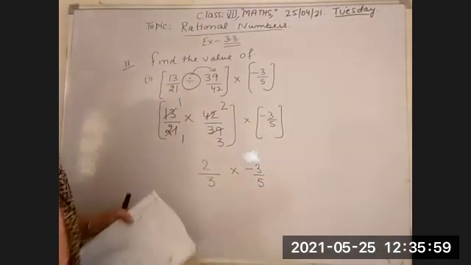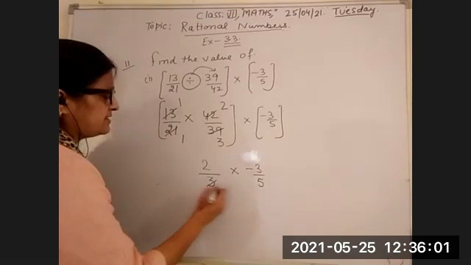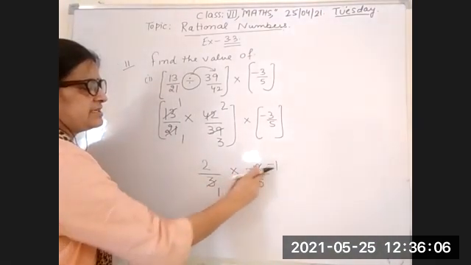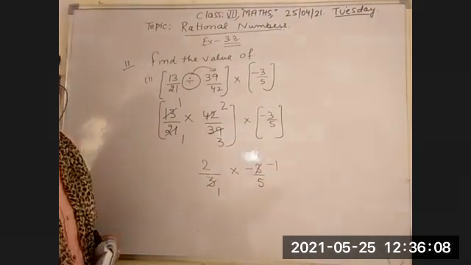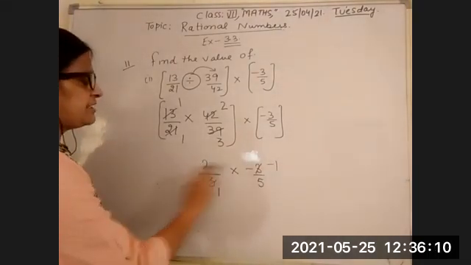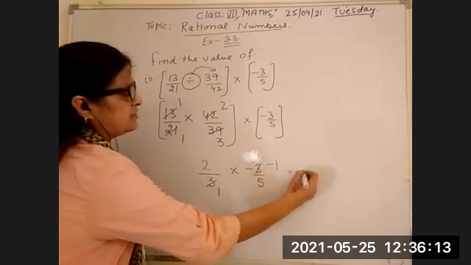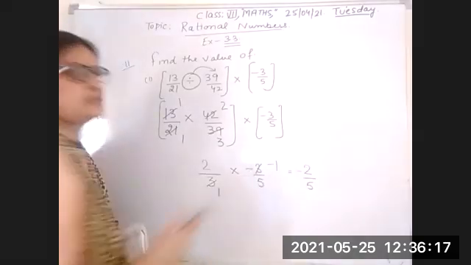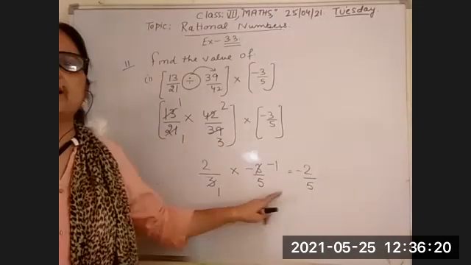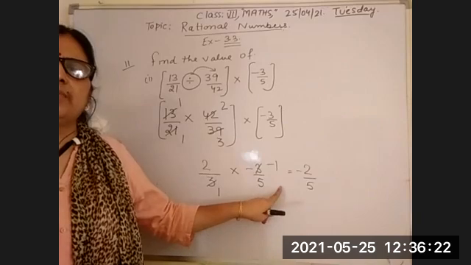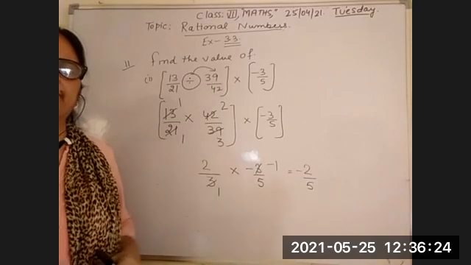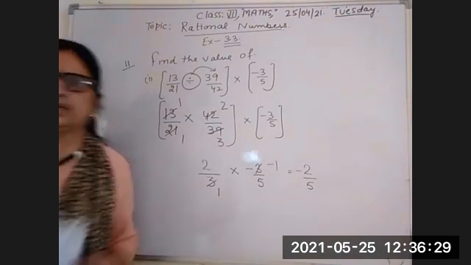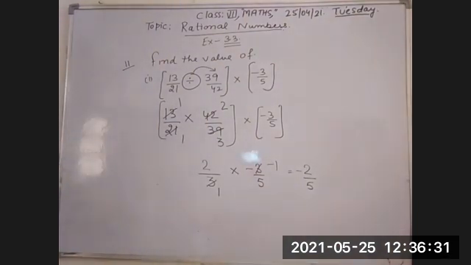When you multiply these two numbers, these also cancel: 3 1s are 3, and here the minus sign is given, so you will put minus 1 here. When you multiply 2 with minus 1, you get 2 1s are 2 upon 5, and the minus sign you also put here. So the answer of this question is minus 2 upon 5. Note down this question. Then we will take the next part of the 11th question.